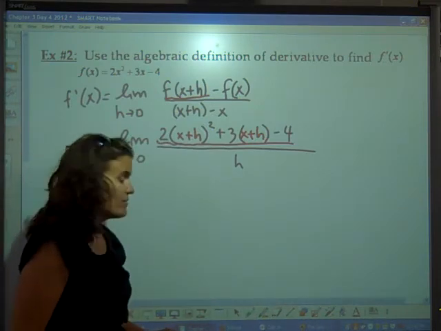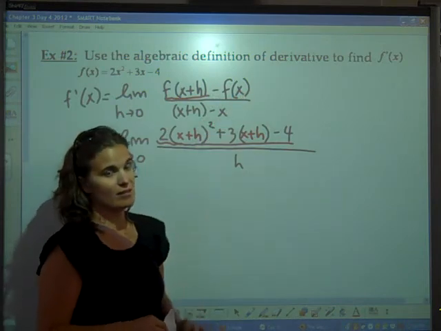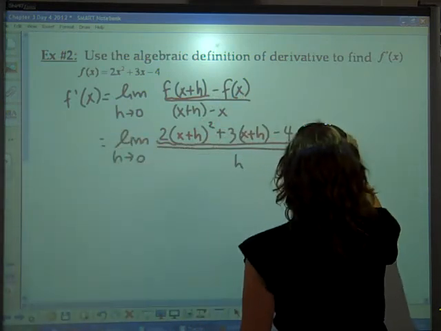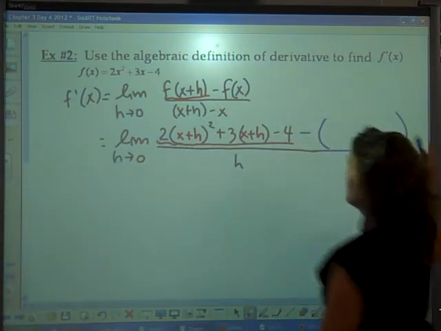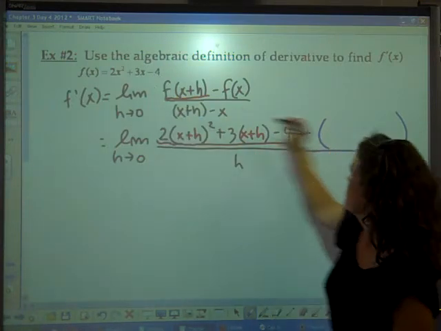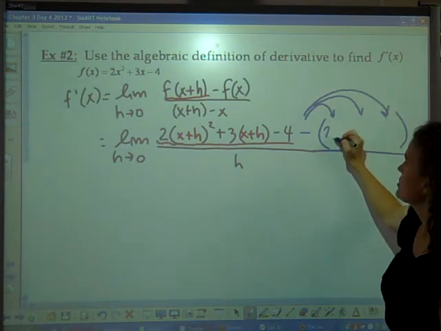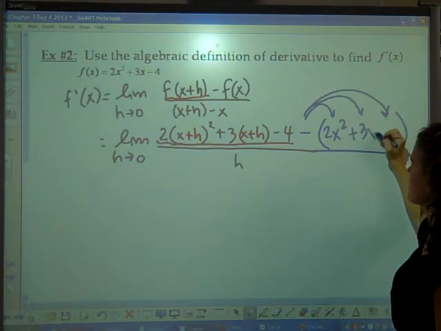Now this is where a lot of the errors come. So be careful right here, y'all. We need to minus f of x. So I need to minus all of f of x. I'd highly suggest you put f of x in parentheses so you remember to distribute. Okay, I'm going to have to distribute that negative into all of those terms, which is 2x squared plus 3x minus 4.